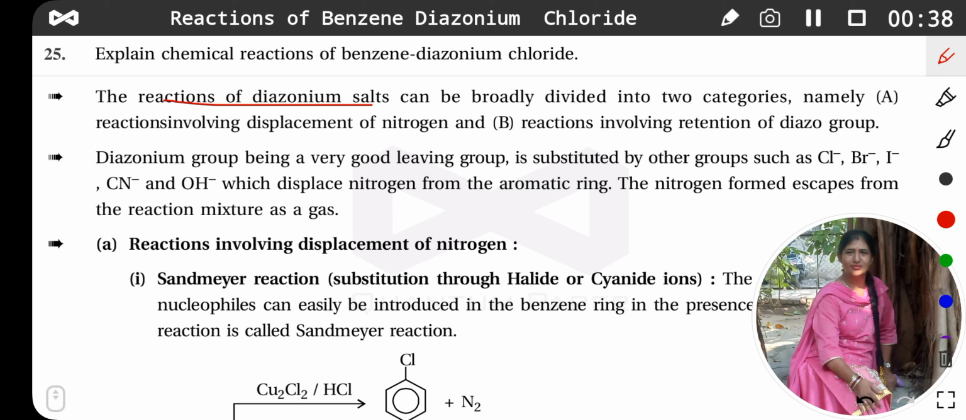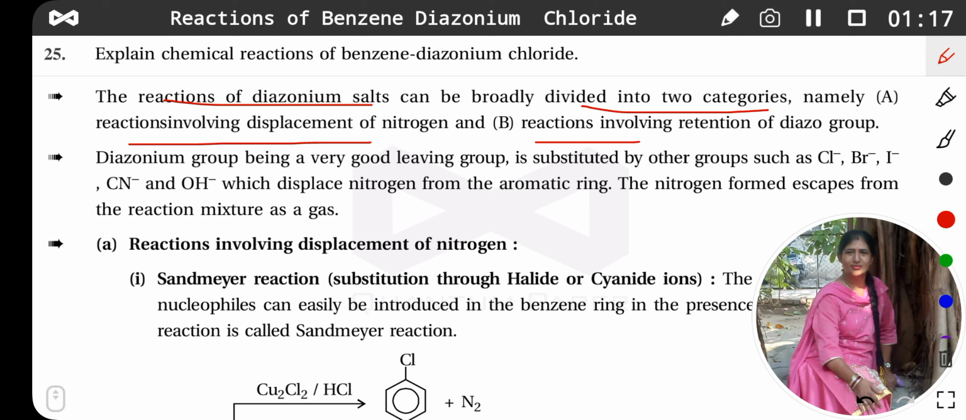The reactions of diazonium salt can be broadly divided into two categories. First one is the reactions involving displacement of nitrogen. It means that in your BDC we are going to displace N2 with any other substituent. And in the second case, the reactions involving retention of the diazo group. When there is retention of the diazo group, there is formation of dyes. Okay, so you will check these things out further in this topic.